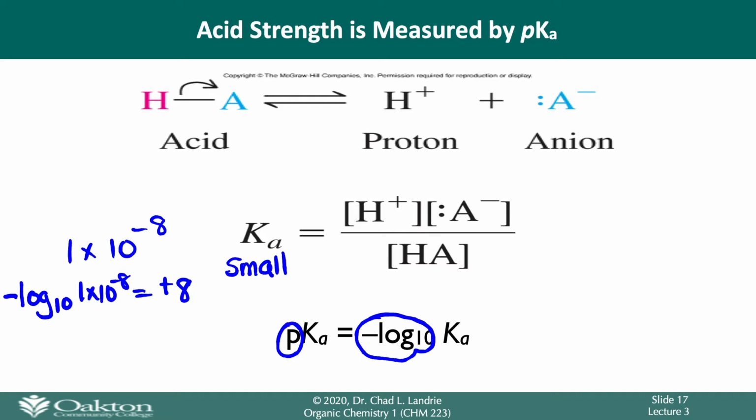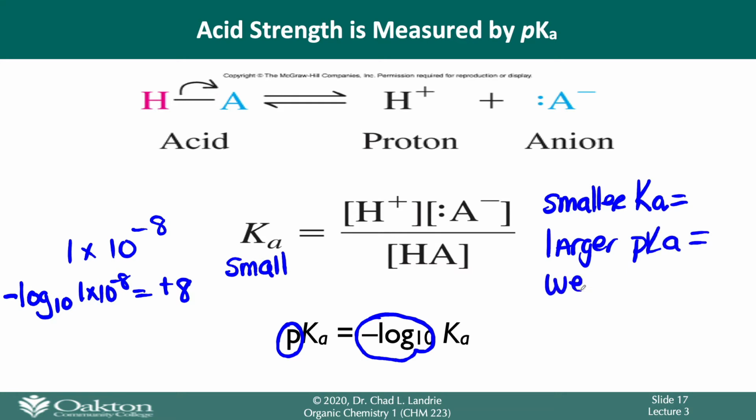Now what that means is the smaller the Ka, the larger the pKa. That's important enough to write down. The smaller the Ka, the larger the pKa. And a larger pKa means a weaker acid, because this is an inverse scale. The opposite is true as well. The larger the Ka, the smaller the pKa, and the stronger the acid.